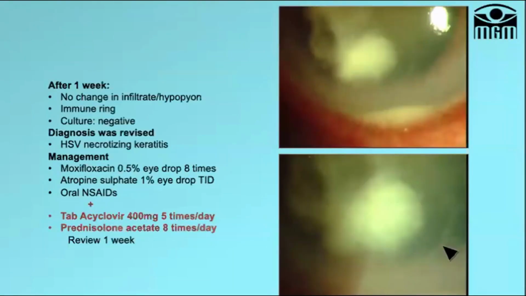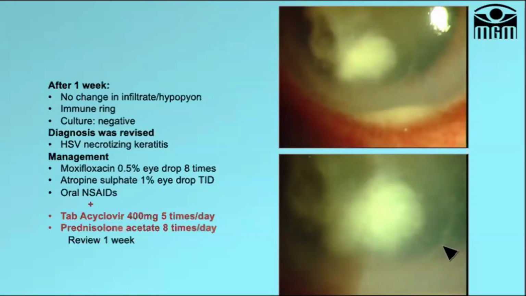After a week, the culture was negative. There was no change in the infiltrate density or the hypopyon. But what we noticed was, if you can see the arrow out here, there was an immune ring. And given that this patient had had an ulcer previously, and now was having another ulcer, elderly patient, known ocular or systemic risk factor, we thought it could be herpes stromal keratitis and necrotizing keratitis.